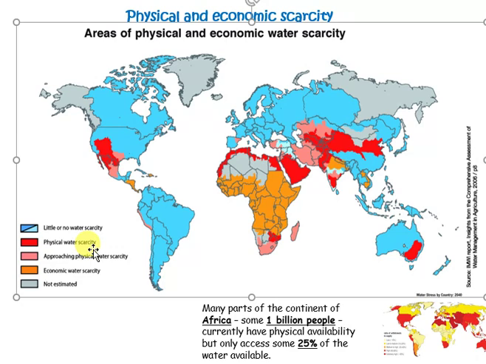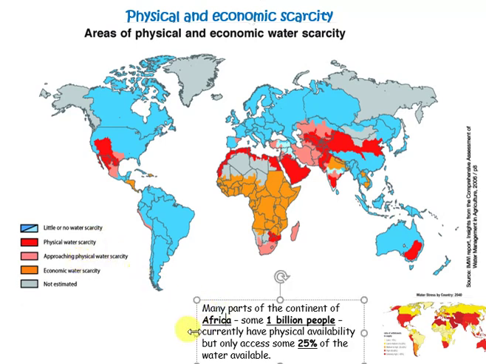If we move on, so that's the physical, kind of working around the physical factors. If we think of economic scarcity, so countries that have freshwater stores but can't access it. Yeah, they can't transport it. They can't get to it.